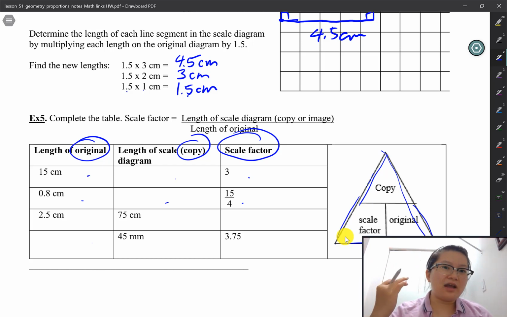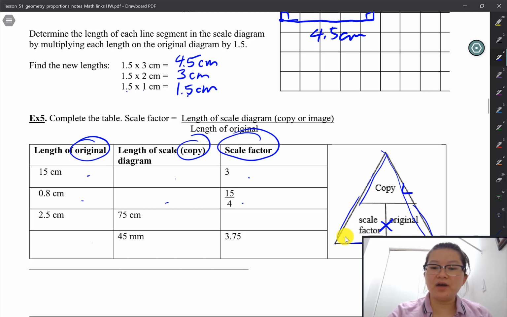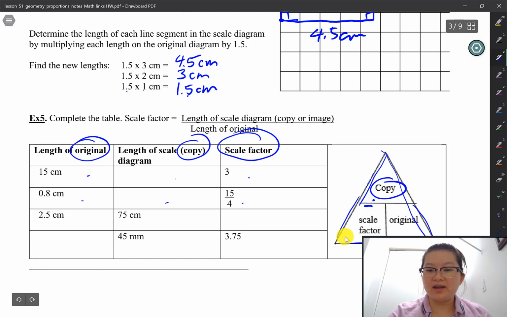But if you're just starting out and you're trying to figure things out, this is not a bad way to go. So how does this triangle work? If you multiply the two bottom, it gives you the top. So scale factor times original gives you what you need for your copy. And vice versa, if you have copy on top and these on the bottom, it means if I take my copy and I divide it by the scale factor, it's going to give me the original.